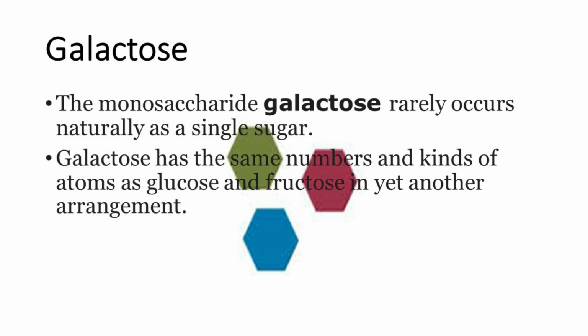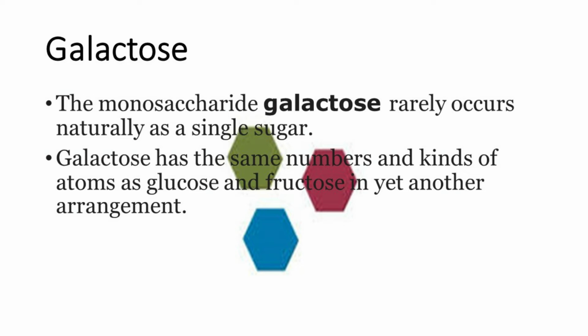The open chain form has a carbonyl group at one end of the chain, which makes it an aldehyde derivative, therefore an aldohexose and a reducing sugar. In the cyclic form, it has four stereoisomers.